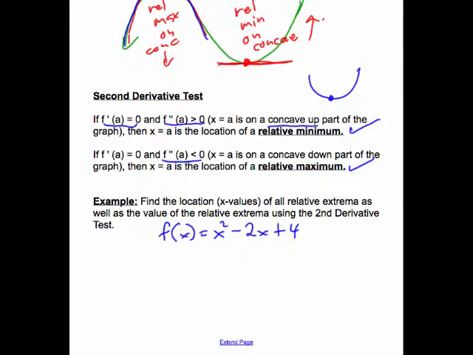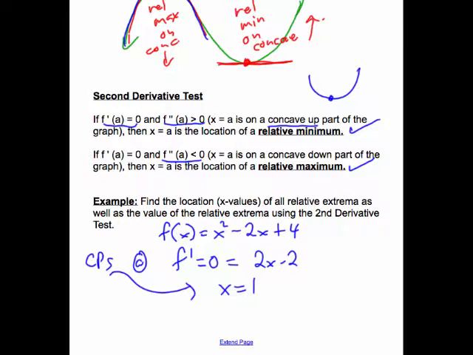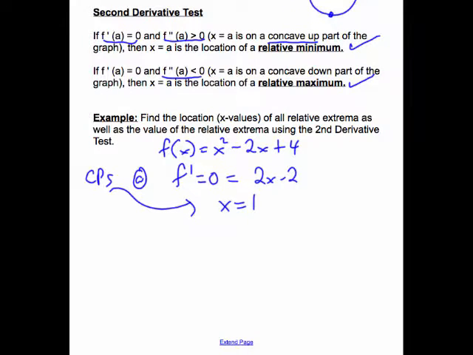Okay, so let's do the same question that we did previously, but this time using the second derivative test. We want to find the location and the value of all relative extremas. Alright, so first of all we need, once again, the critical points. So you have critical points at f prime equaling 0. And so our critical point is x equals 1. Now we want to determine whether this critical point is the location of a relative min or max. So we have to first of all indicate that the first derivative at 1 is 0, which we know it is because we've just solved for that.